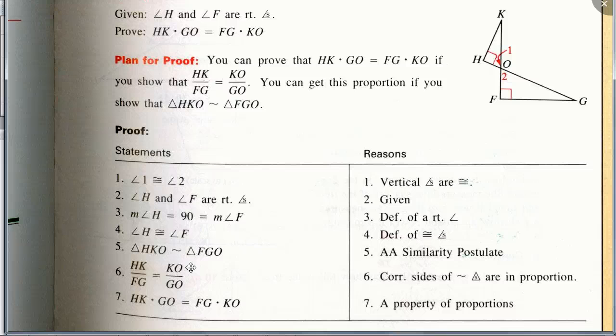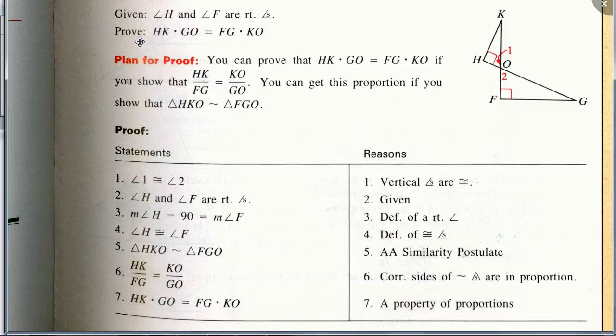Does that make sense? Do you see why they chose these corresponding sides on step 6? That's the key. Why do we choose these? Why couldn't we say HK to FG as HO to FO? Josh? They're not corresponding. They are. HO and FO, yeah, they are corresponding. Oh, it's because it's not part of what we want to say at the end. Does that make sense? Yes. Okay, so that's the trick.